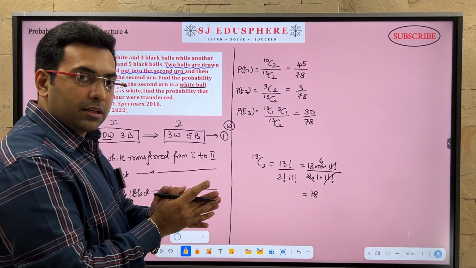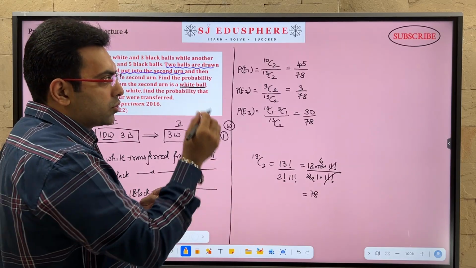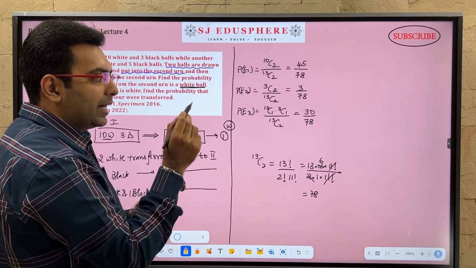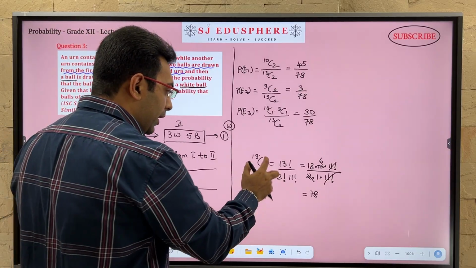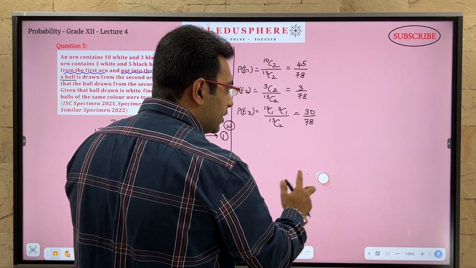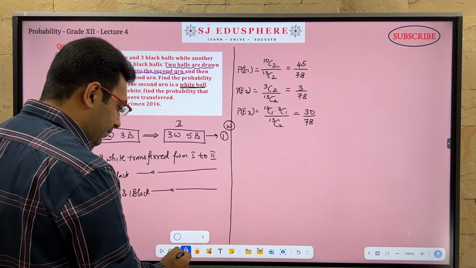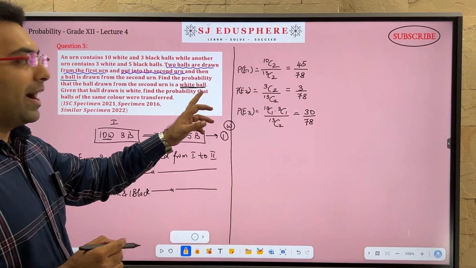Pause. Are we correct? If this adds up to 1, then we are correct. So 45 plus 3 is 48 and 30 is 78. We are correct till here. Okay. Next, I move on to after the transfer, what has happened. Now I am interested to get over here a white ball.